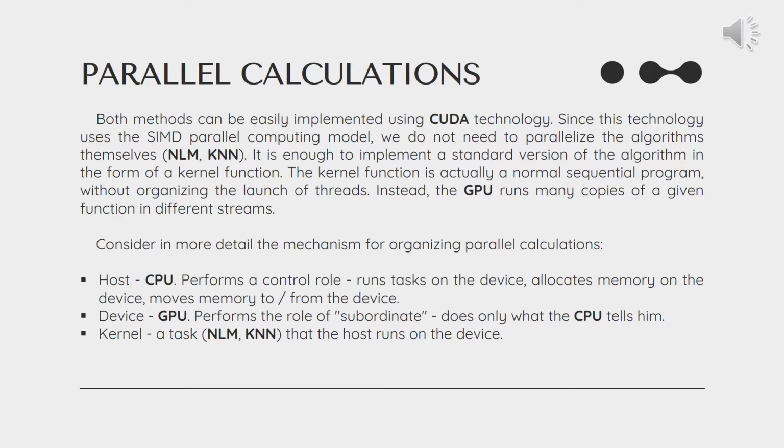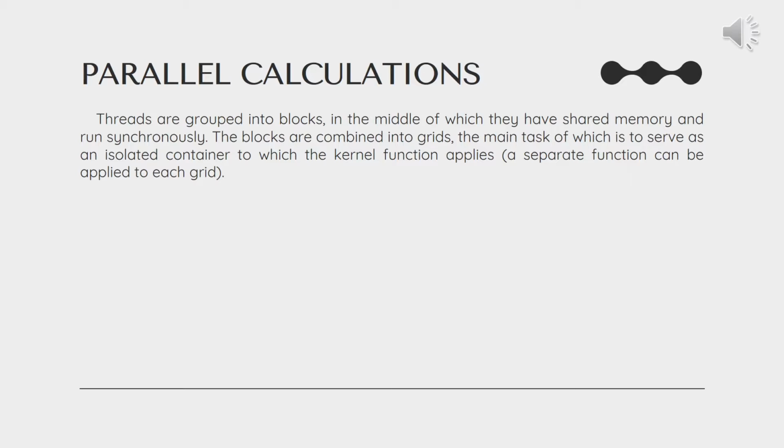Consider in more detail the mechanism of organizing parallelized calculation. Host CPU performs a control role, runs tasks on the device, allocates memory on the device, moves memory. Device GPU performs the subordinate role, does only what the CPU tells it. Kernel is the task that the host runs on the device. Threads are grouped into blocks, inside of which they have shared memory and run synchronously. The blocks are combined into grids, the main task of which is to serve as an isolated container to which the kernel function applies.